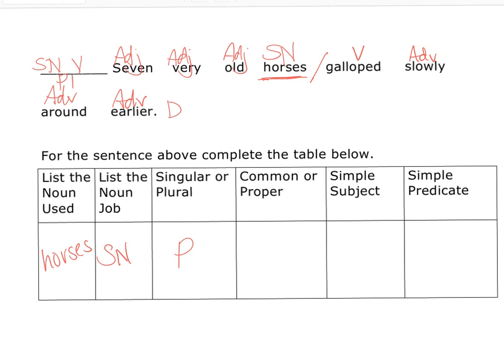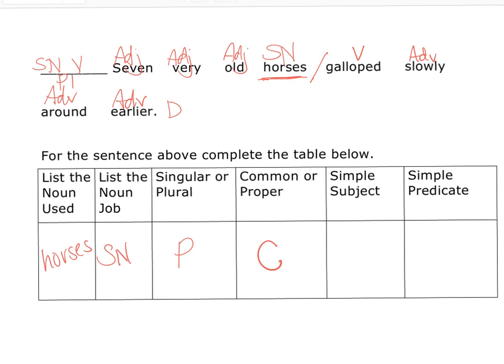Remember, common nouns are the general names of people, places, or things, whereas proper nouns are the specific names of people, places, or things. So in this case, horses is my common noun. Now, if it said Gregory the horse, then it would be a proper noun. But right now, they're just talking about horses in general.